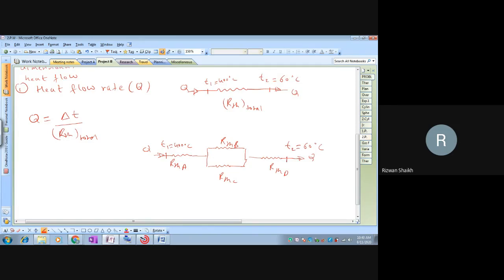Now how can I calculate? I can first calculate resistance RTHA, RTHB, RTHC, and RTHD. So before that, we can have the area for A, B, and C. So I can write the area. Area for A is how much? Area for B, area for layer C, and the area for layer D. How can I write area? What is the area for A?